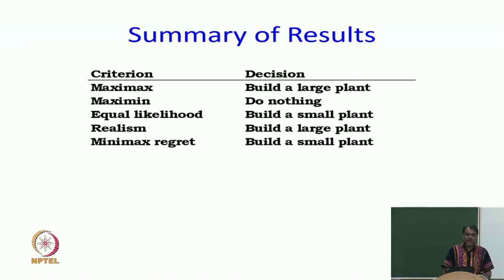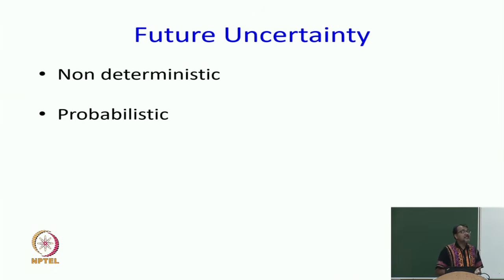Now, it is hard to decide which is the right mechanism that you would choose to make a decision, but at least it gives you a framework in which to make decisions when your uncertainty is non-deterministic. But of course, the uncertainty is never non-deterministic, there is always some probability distribution associated with it.